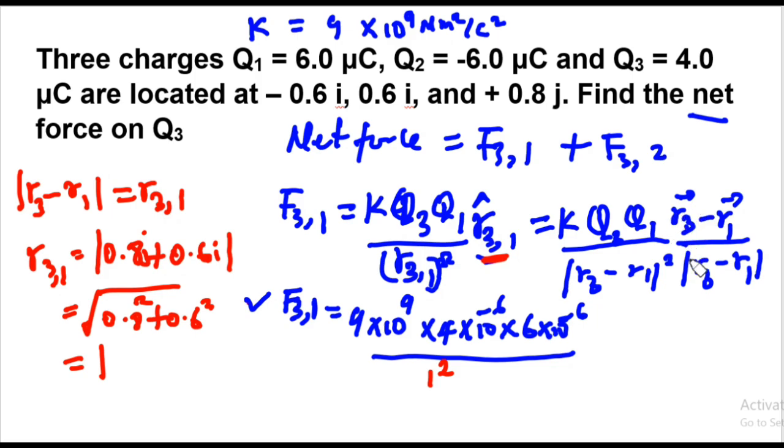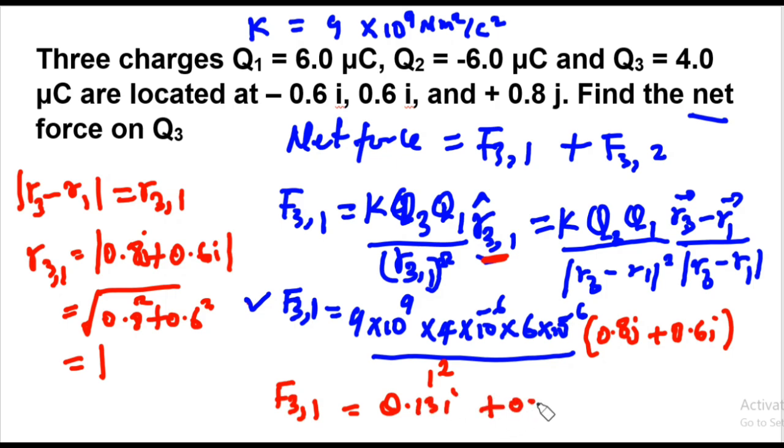To find this now, this is the vector. The vector is R3, and R3 is 0.8j, minus R1. R1 will be this, and of course we're having minus here, so it will be plus 0.6i. Once we do this math and resolve it, the force on charge Q3 due to Q1 is 0.13i plus 0.17j.